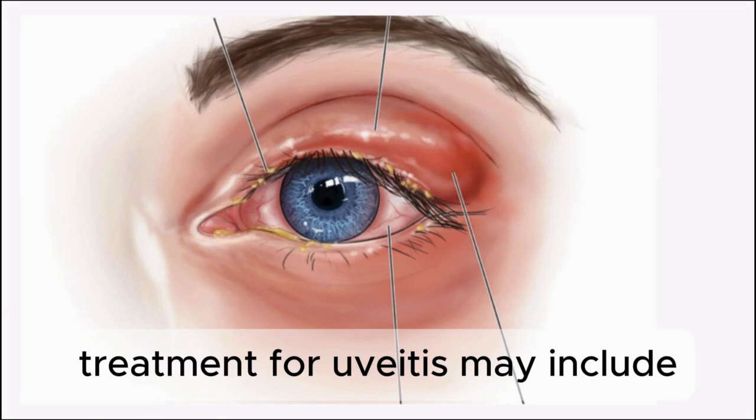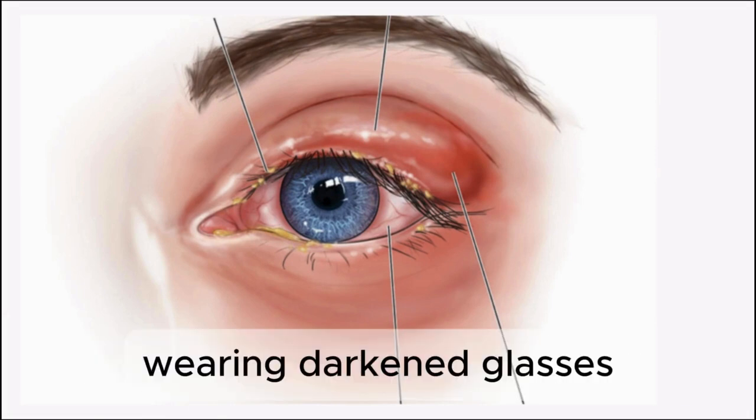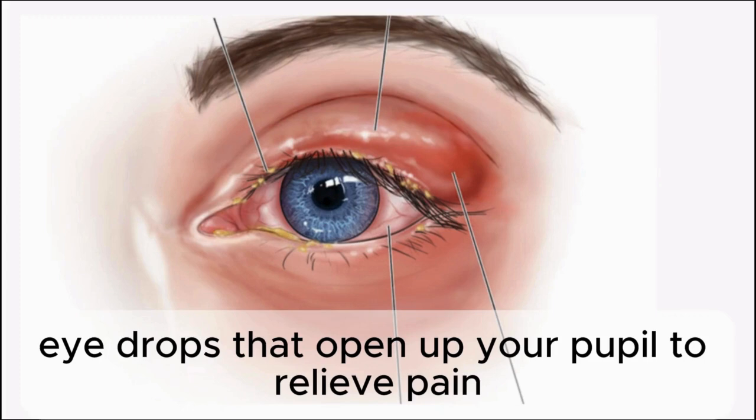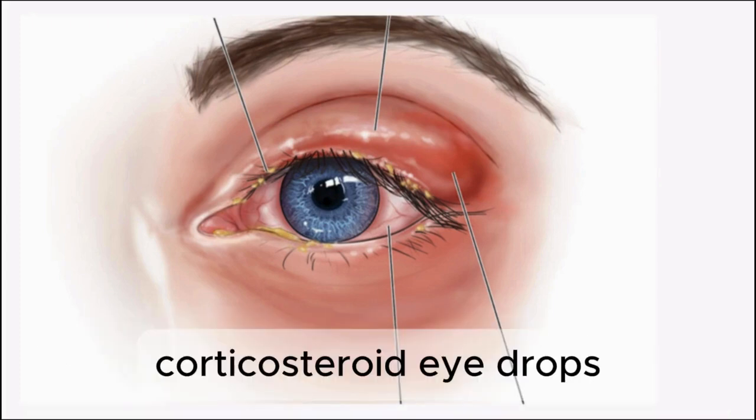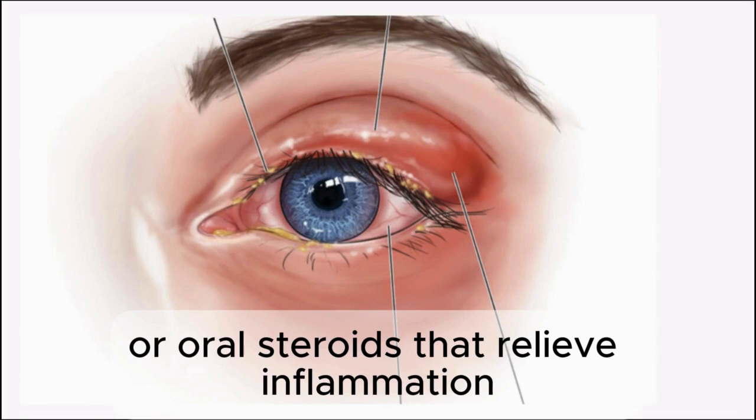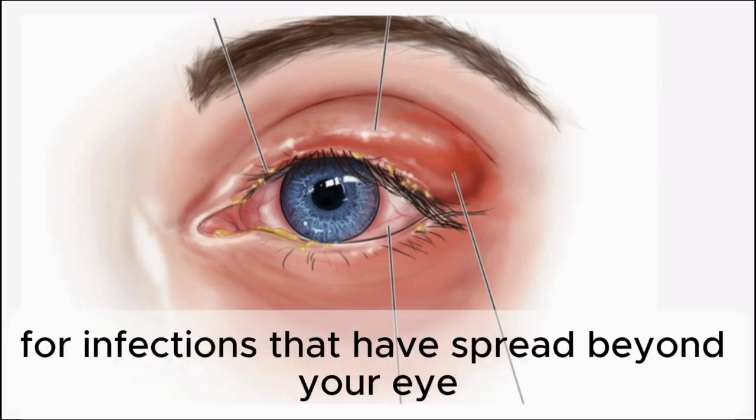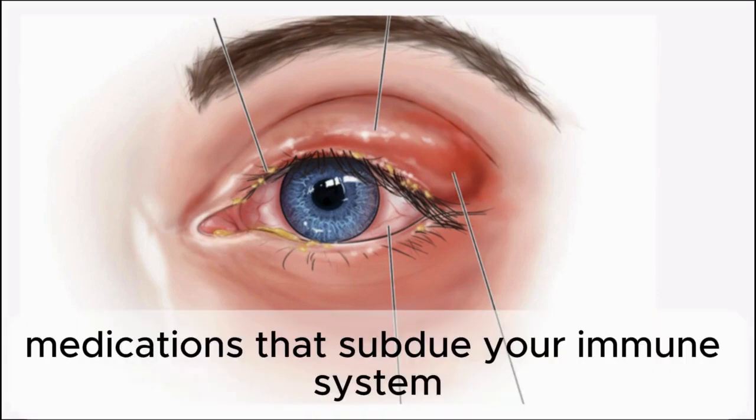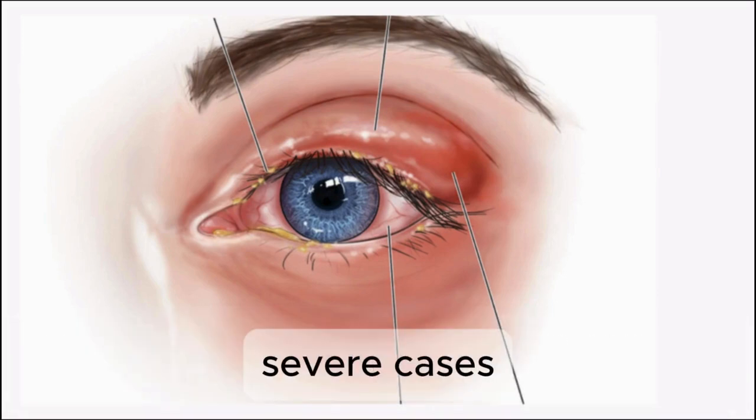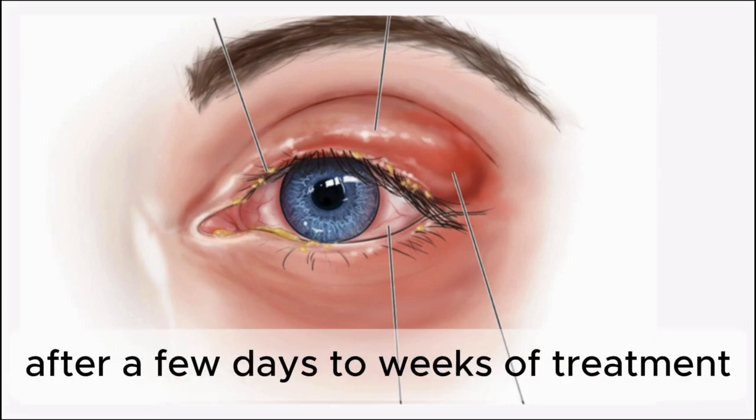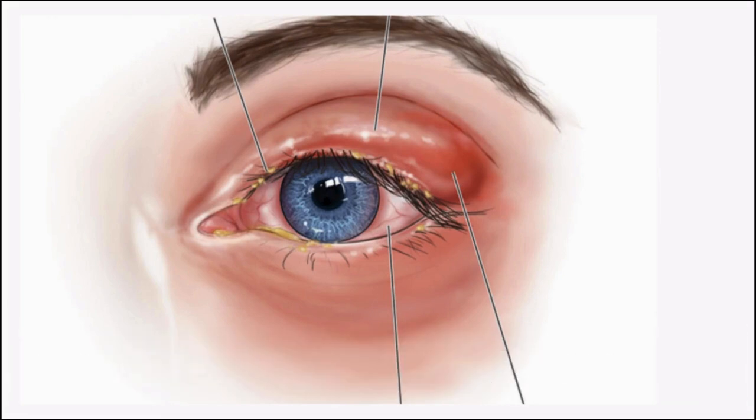Treatment for uveitis may include wearing darkened glasses, eye drops that open up your pupil to relieve pain, corticosteroid eye drops or oral steroids that relieve inflammation, eye injections to treat symptoms, oral antibiotics for infections that have spread beyond your eye, and medications that subdue your immune system in severe cases. Uveitis usually starts to improve after a few days to weeks of treatment.